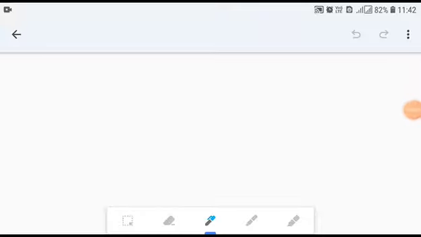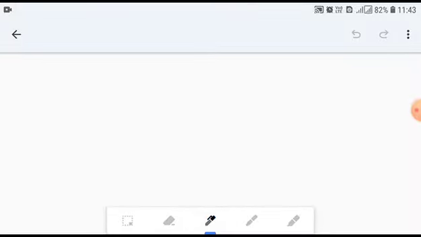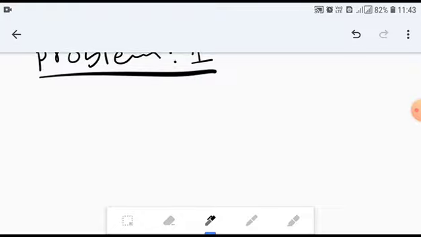Hi students, now this is the second class where we are going to solve one problem, reduction of the block diagram. Simple problem it is. We'll take it as problem number 1. Step by step we'll solve little complicated problems also.